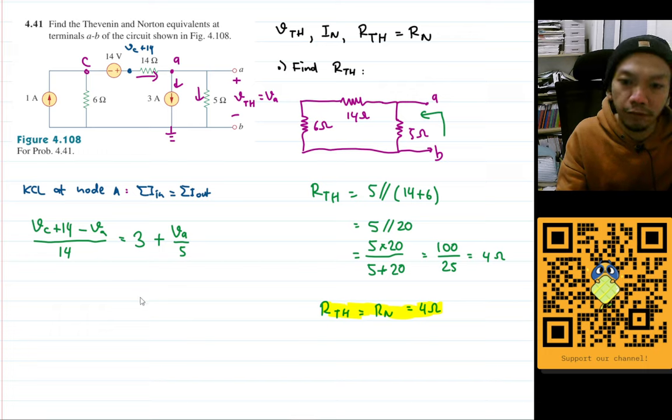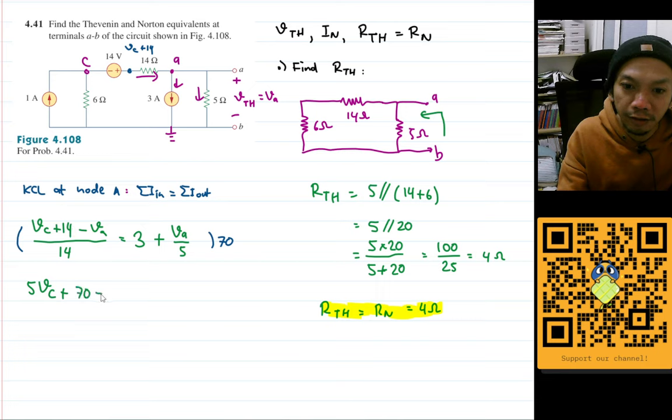What can we do here? Maybe let's multiply both sides by 70. I think 70 is good, right? So this one will cancel into 5. So I'll have 5 times VC plus 14 plus 5, that will be 70, and then minus 5 VA.